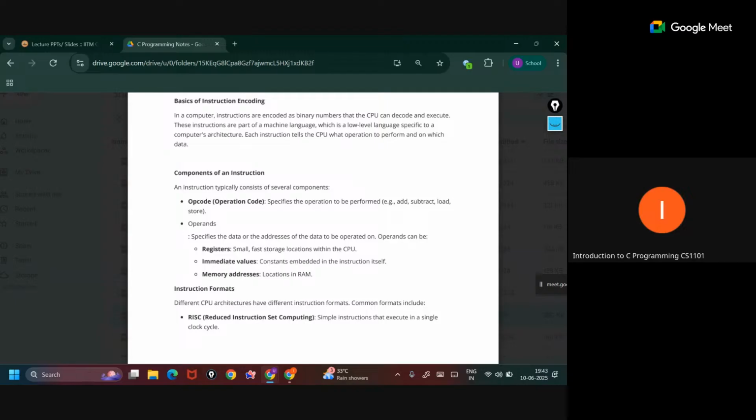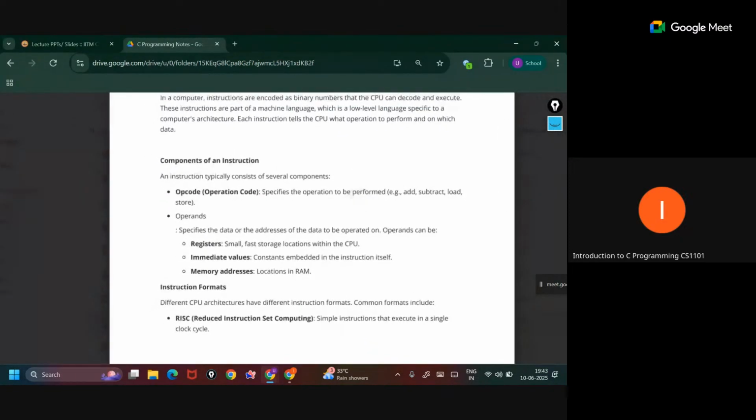Next is the instruction. An instruction contains the opcode and the operands. Opcode means operation code: what operation is to be done, either loading into a register, or storing or something like that. Operands are registers, immediate values and memory addresses. These come under the operands. So these are the components of an instruction.